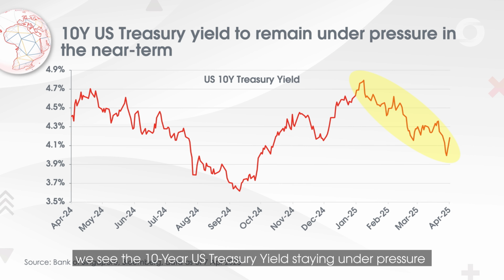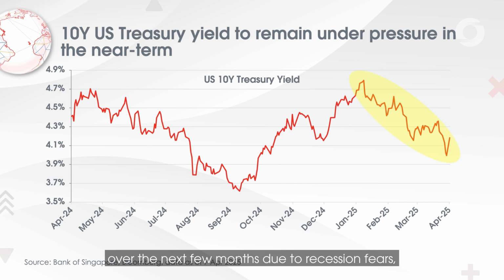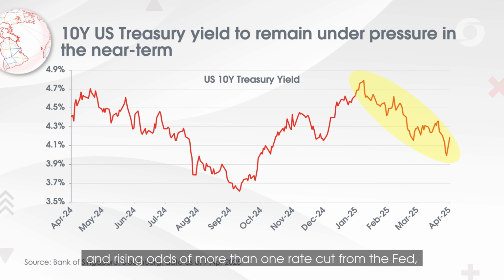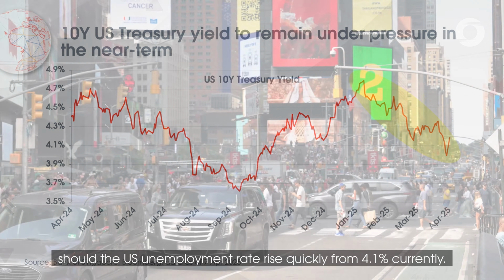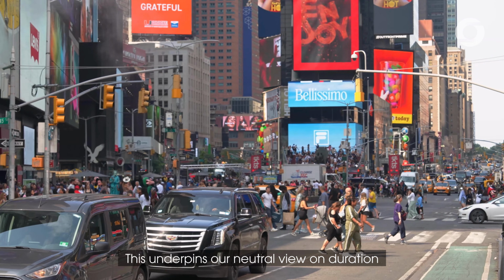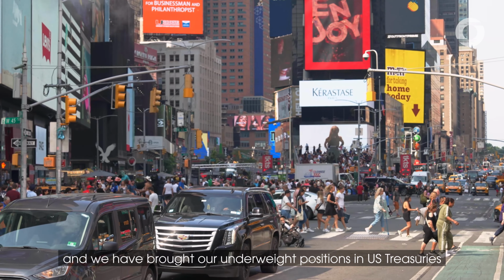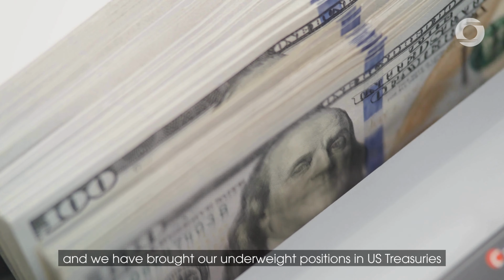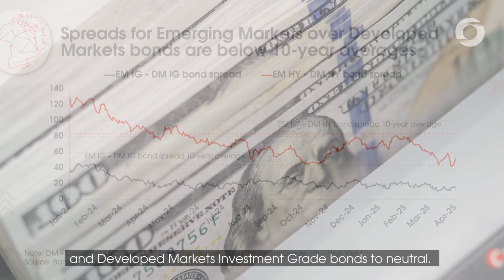In fixed income, we see the 10-year US Treasury yield staying under pressure over the next few months due to recession fears, and rising odds of more than one rate cut from the Fed should the US unemployment rate rise quickly from 4.1% currently. This underpins our neutral view on duration, and we have brought our underweight positions in US Treasuries and DMIG bonds to neutral.